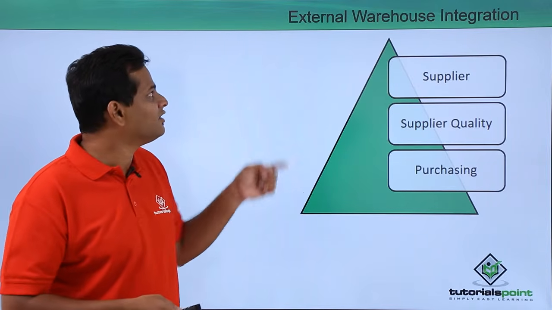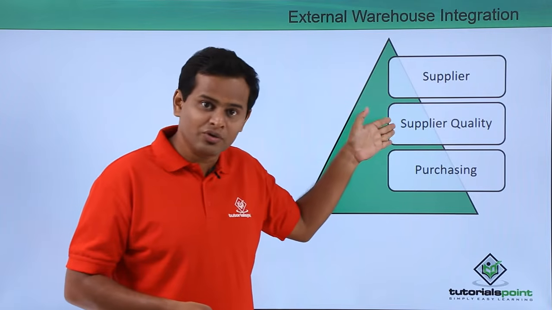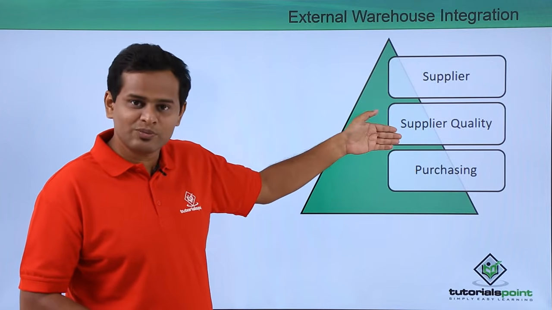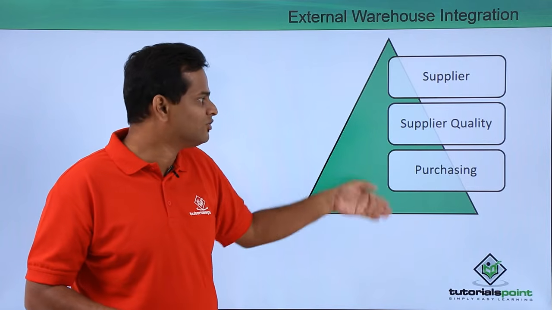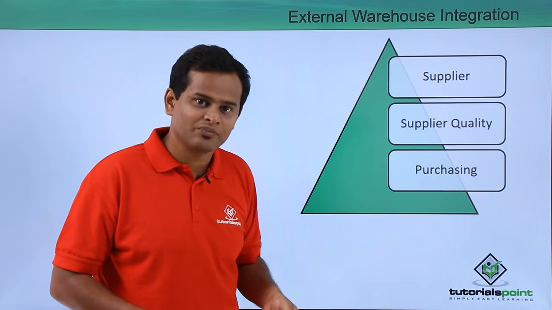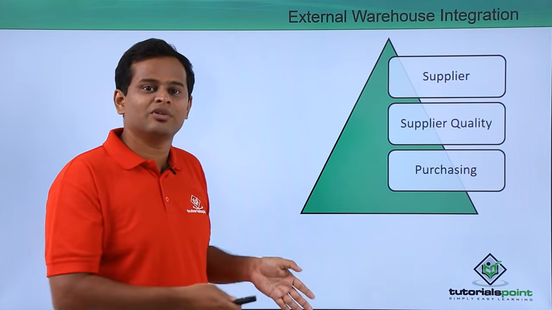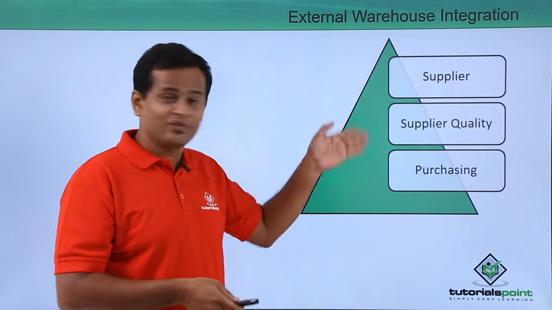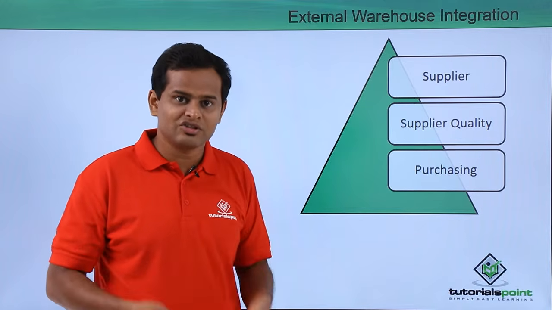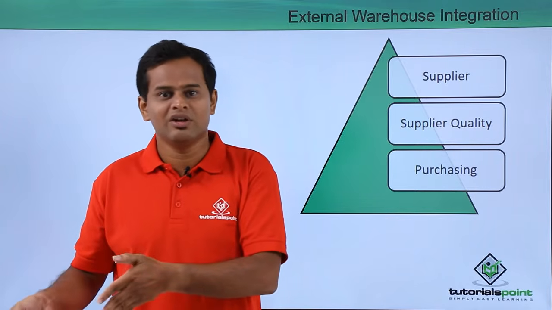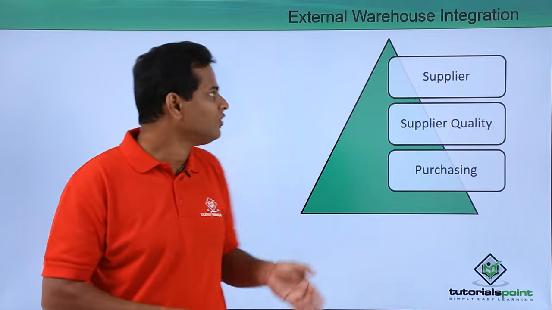Then we will understand the supplier point of view. That is also an external warehouse, where there must be a harmonious relationship between supplier quality, purchasing and the supplier, because these are the people who will be working in the input area, which is very much required for us to process and do value addition later to give this to the customer.